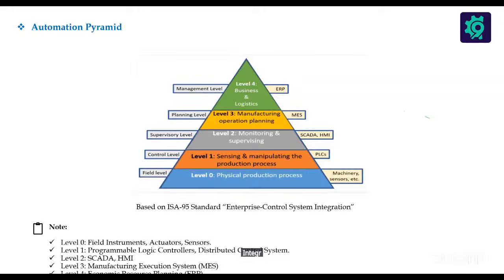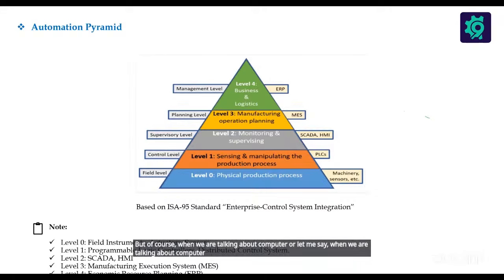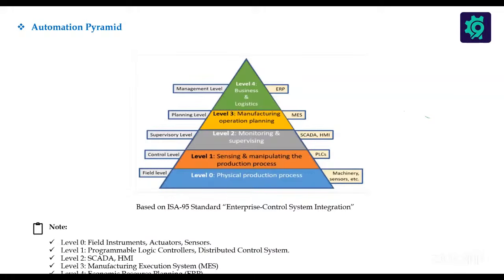So according to this standard, the automation process of an enterprise, not just a plant, an enterprise, has been divided into 5 parts. But of course, when we are talking about computer mathematics generally, our numbering system starts from 0, not 1, right? So you have level 0, level 1, level 2, level 3, level 4. What this pyramid is showing us is the levels at which automation takes place in an enterprise.